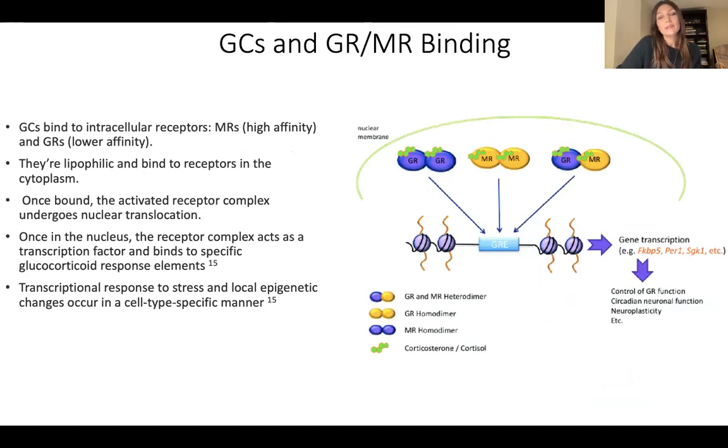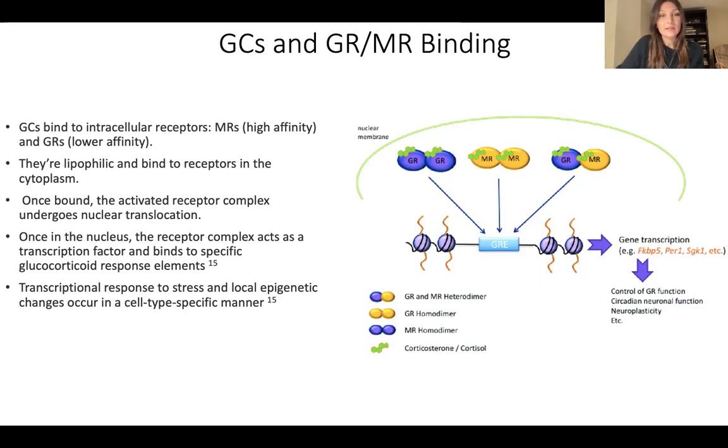So, glucocorticoids and glucocorticoid receptor and mineralocorticoid receptor binding. Glucocorticoids can bind to intracellular receptors, so the MRs or mineralocorticoid receptors with a high affinity, and glucocorticoid receptors with a lower affinity. They're lipophilic and they bind to receptors in the cytoplasm, these nuclear receptors.